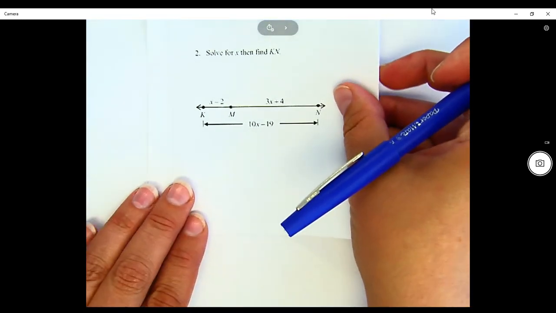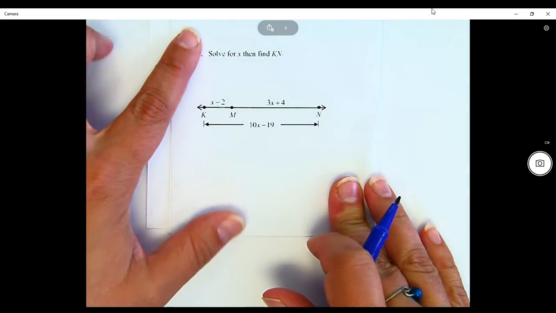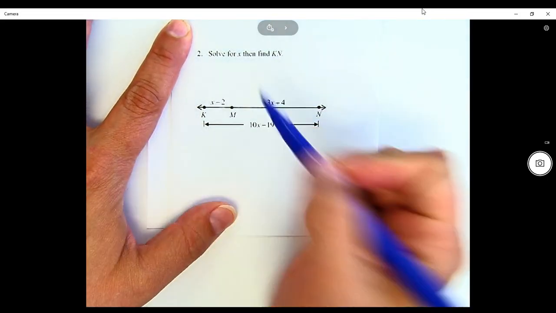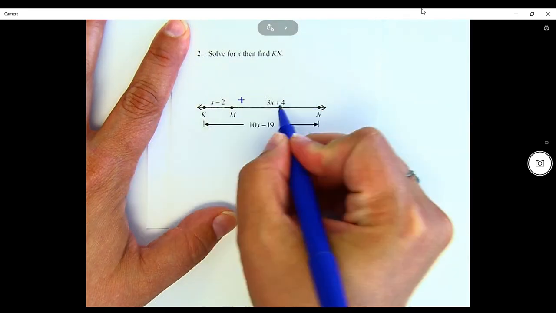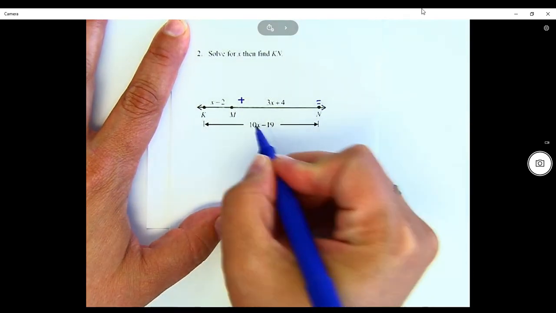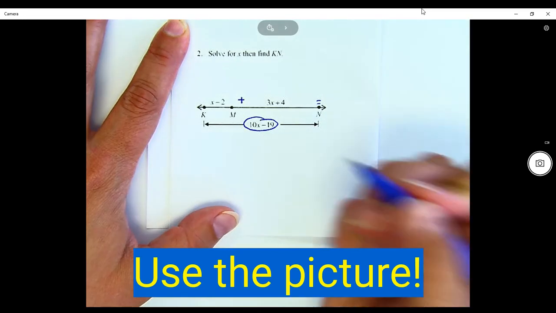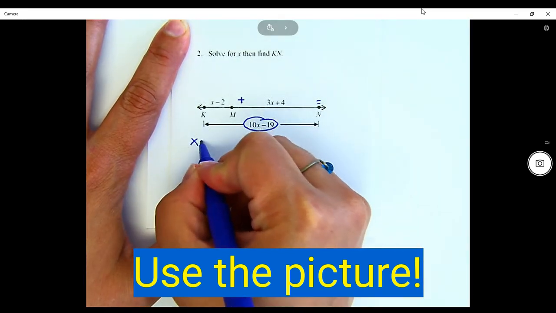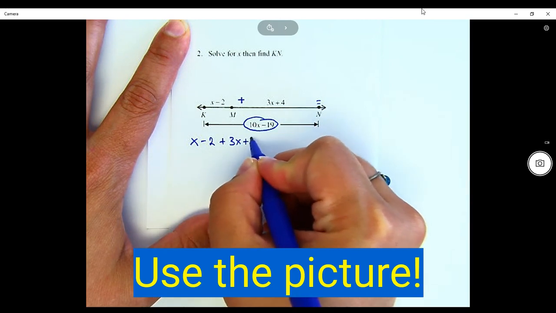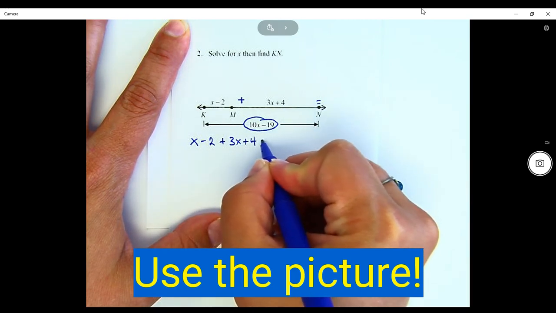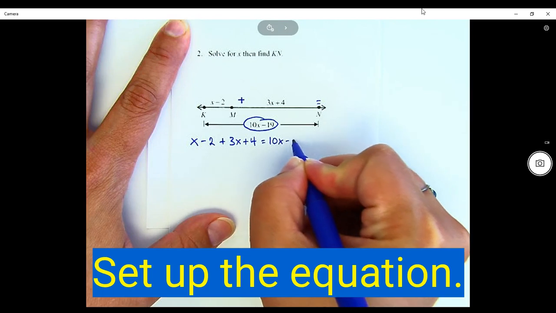Look at just problem number 2. Problem number 2 says to solve for x, then find KN. So I'm going to take this part plus this part and set those equal to the total right here. Let's write that out: x minus 2 plus 3x plus 4 is equal to 10x minus 19.